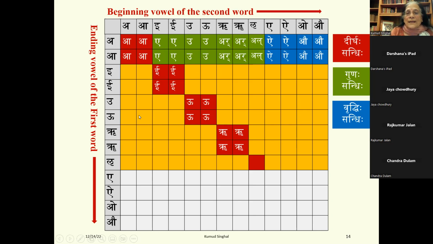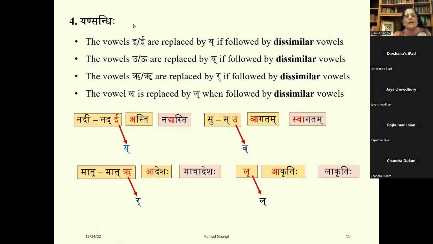So let's see what this sandhi is. This sandhi is called yan sandhi. So yan sandhi says the vowels i or ī are replaced by the consonant y if followed by dissimilar vowels. It includes simple vowels and diphthongs. The vowels u or ū are replaced by v, consonant vakara, if followed by dissimilar vowels. The vowels ṛ and ṝ are replaced by reph or r if followed by dissimilar vowels. And the vowel ḷ is replaced by l when followed by dissimilar vowels.